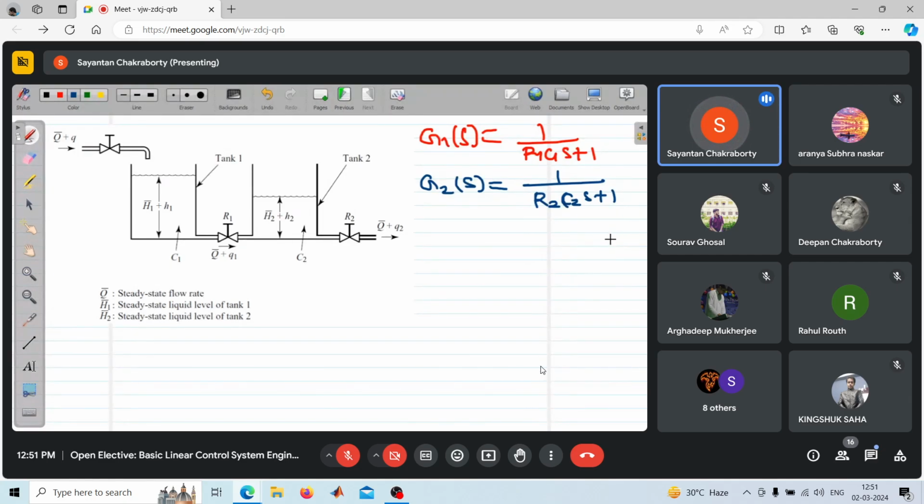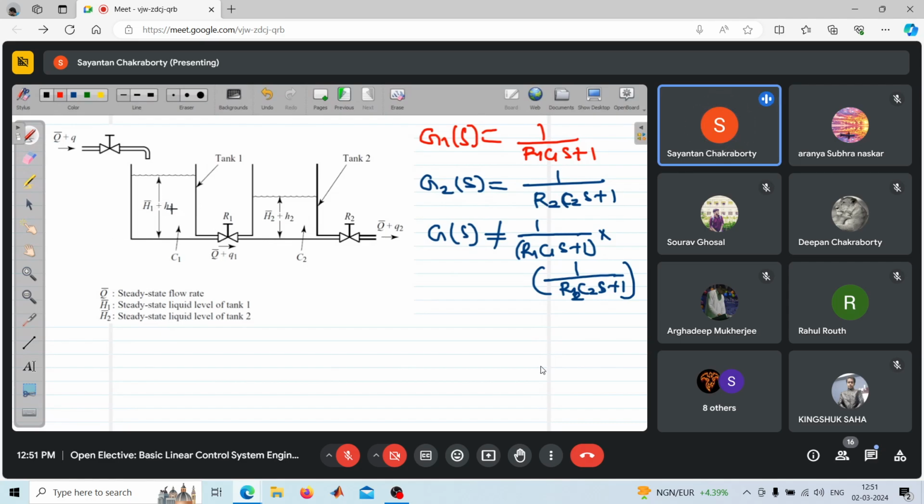Now, what will be the overall transfer function? The overall transfer function G(s) obviously will not be equal to the product, if we remember, we have done this already for two RC circuits in cascade, right? And we'll do it over here again. For that, we need to write down the different equations.